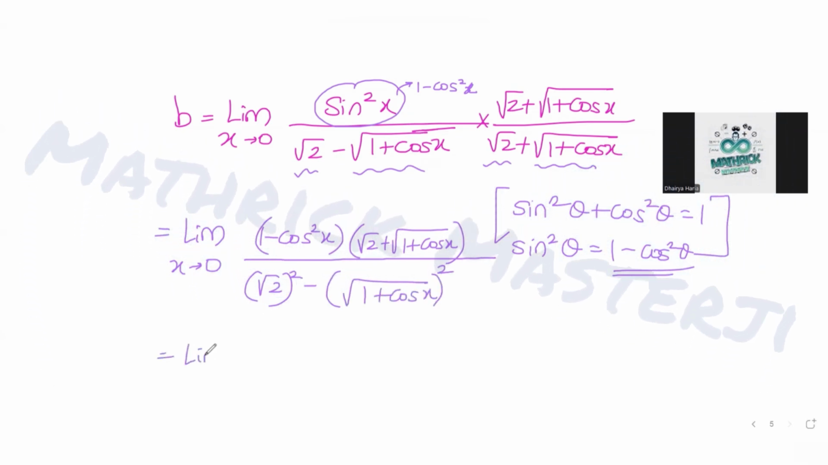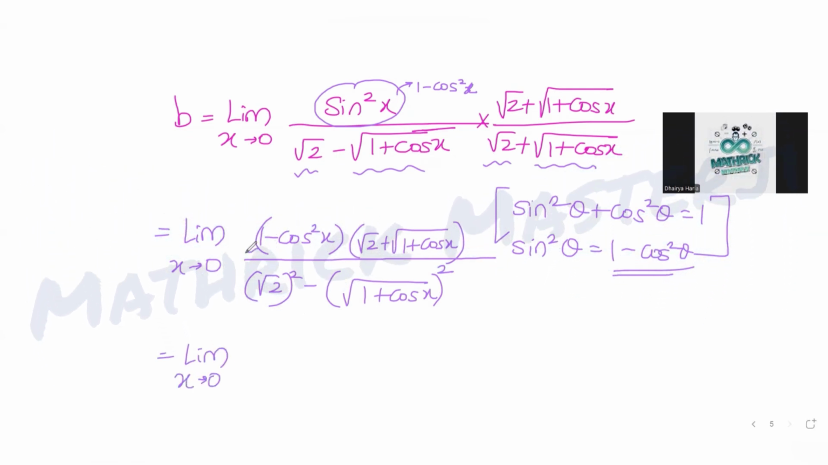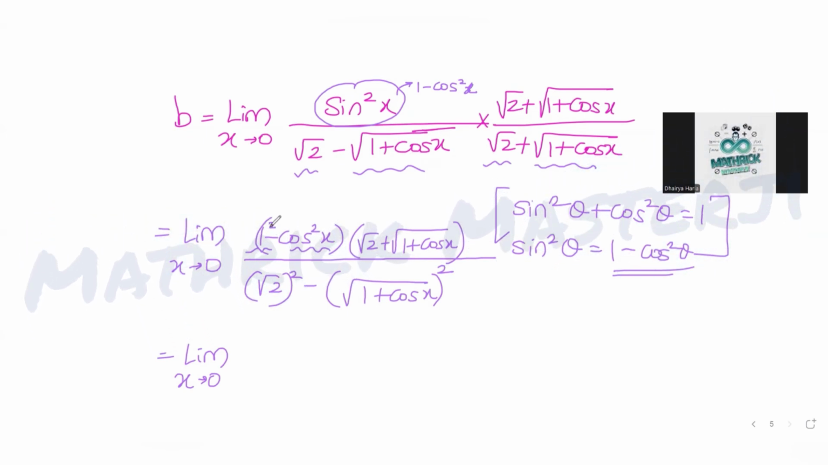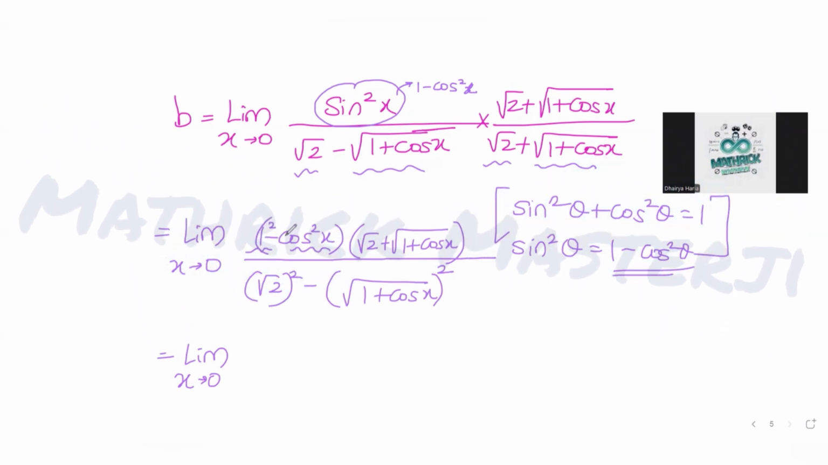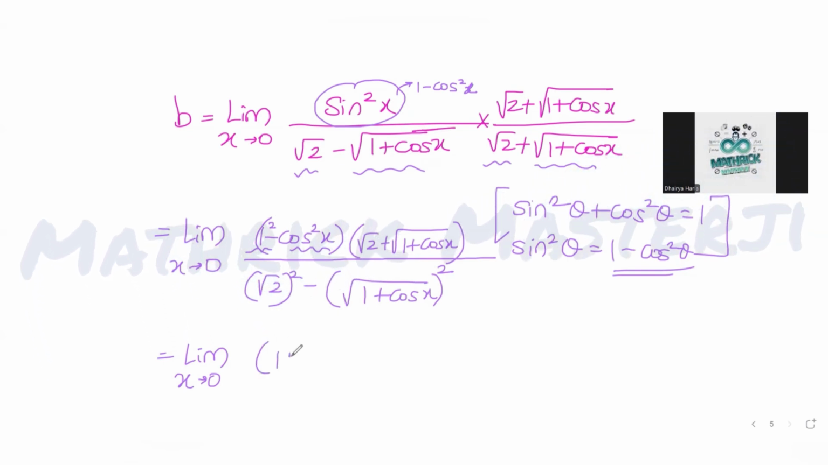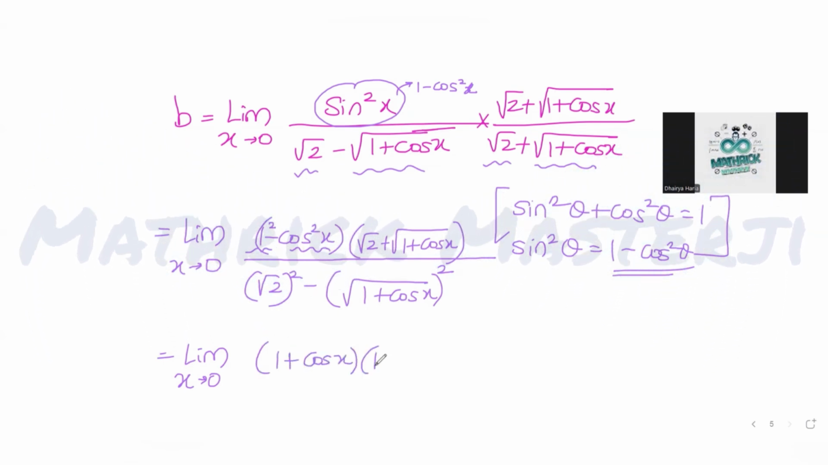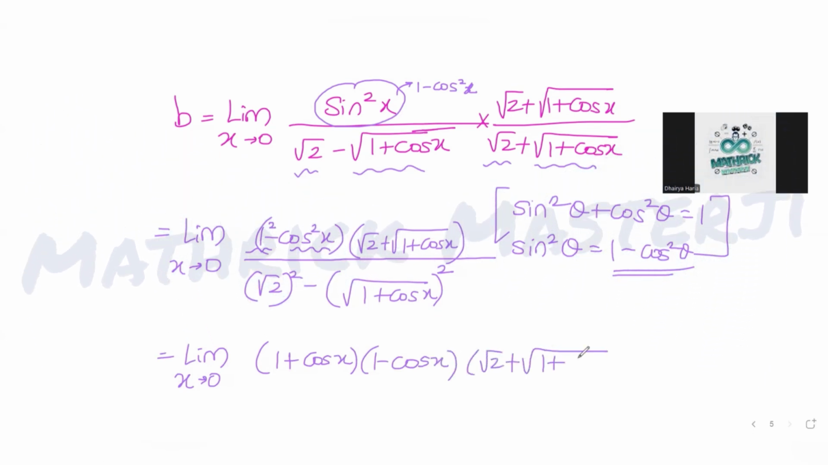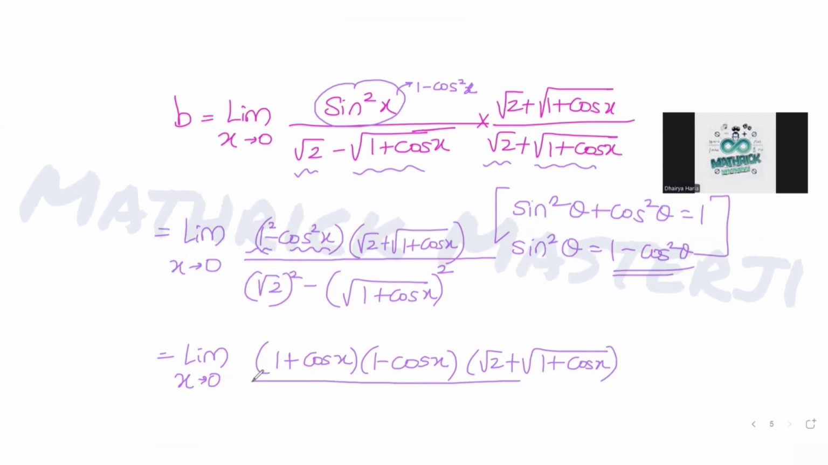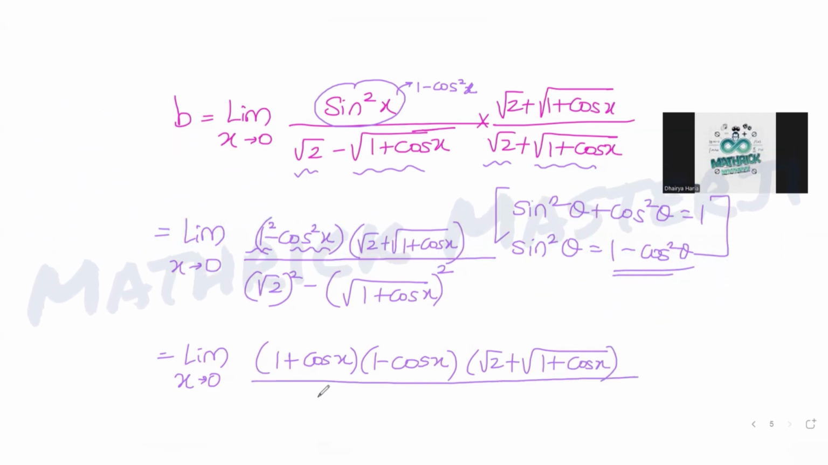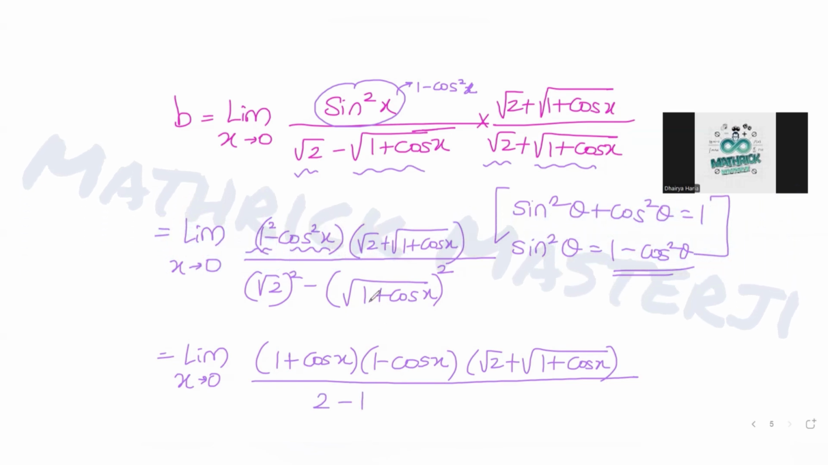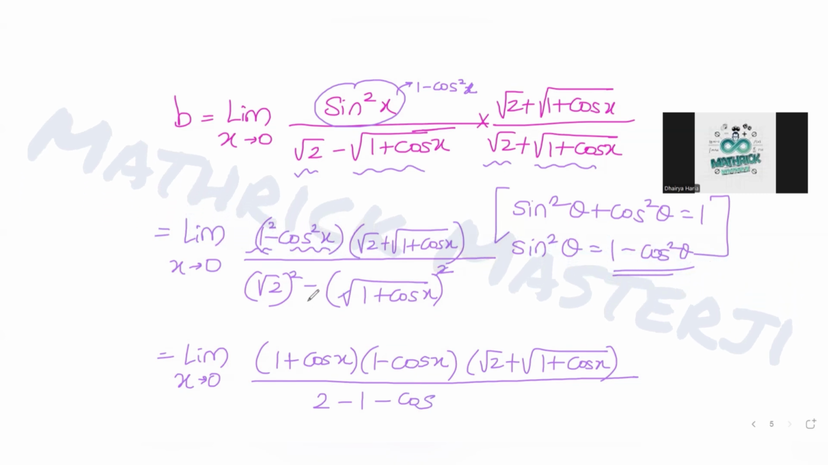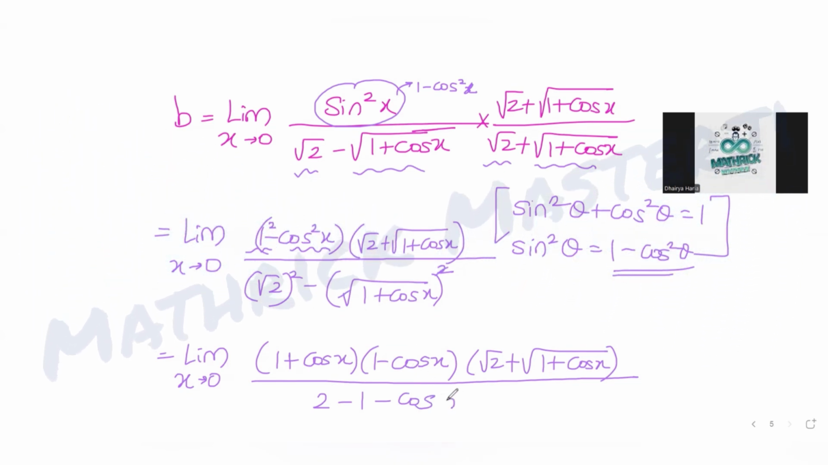So from here I get limit x tends to 0. I can just use this as 1 square, because I can write 1 as 1 square because that's definitely 1. So I'm just using that idea of a square minus b square, which I can split as 1 plus cos x, a plus b, and a minus b. And this term I'm writing as it is, so root 2 plus root of 1 plus cos x divided by root 2 squared, which is 2, minus 1 minus cos x, because this square root and square gets cancelled, so you just have 1 plus cos x. If I open the brackets, the signs change, so I get this.